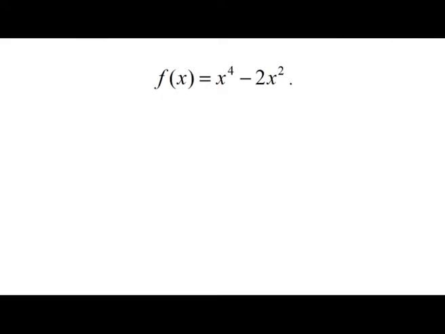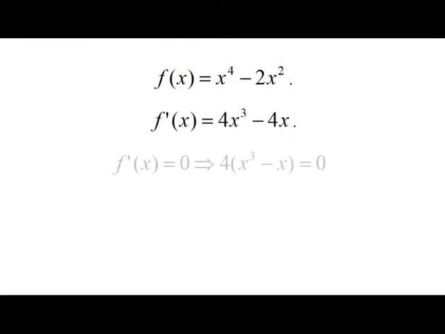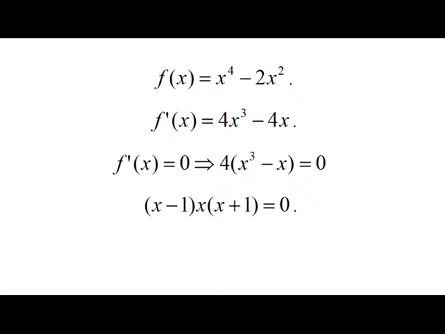Let us now analyze the increasing and decreasing nature of f(x) equal to x^4 minus 2x^2. Differentiating with respect to x, we obtain f'(x) equal to 4x^3 minus 4x. Now, f'(x) equal to 0 implies 4 times (x^3 minus x) equal to 0, which gives x(x minus 1)(x plus 1) equal to 0. Thus, x equal to minus 1, 0 or 1. We note that for no other value of x, f'(x) equals 0.